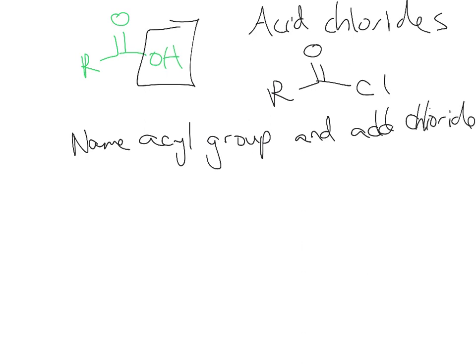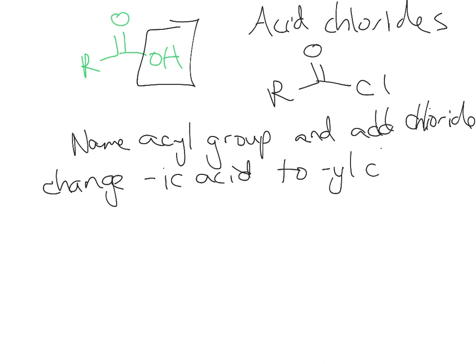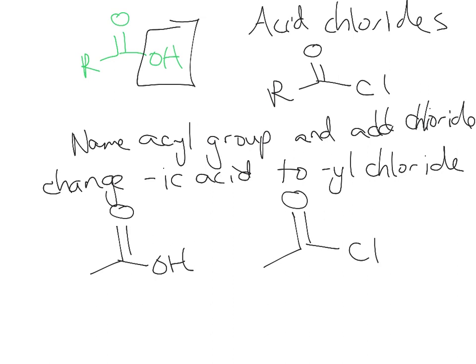We're going to change the ic acid. So if it was acetic acid, we're going to change it to yl chloride. It'll be acetyl chloride. So this is acetic acid. If we change that to a chlorine, we have acetyl chloride.